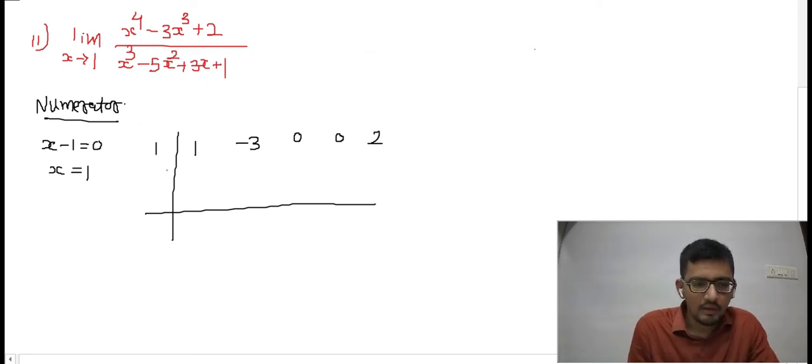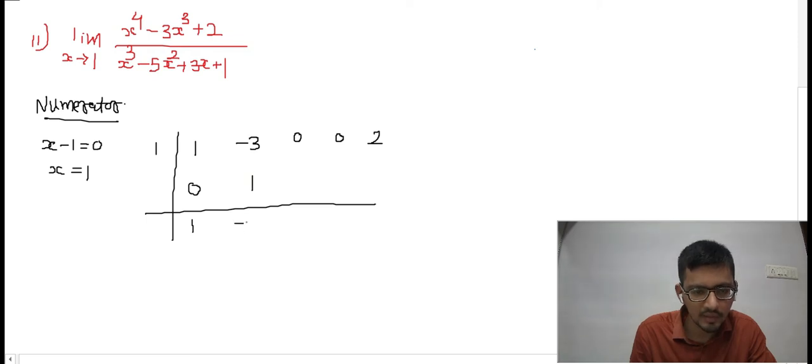Okay, so just below this first term coefficient, you will write here 0 as per the method. Now add these two. What is 1 plus 0? 1. And you will multiply these two. 1 multiply 1 is 1. Then again you will add these two.